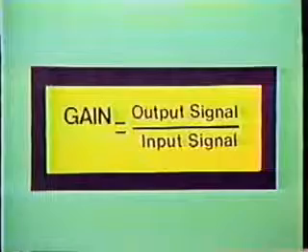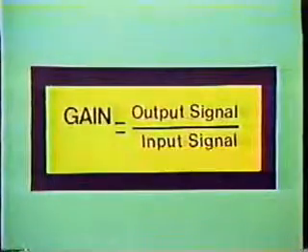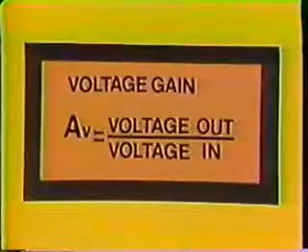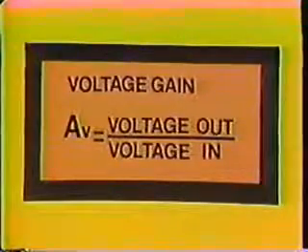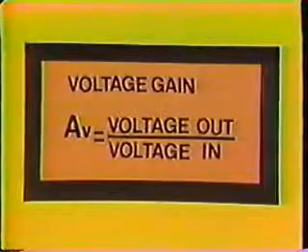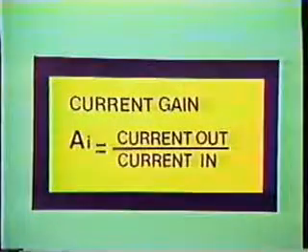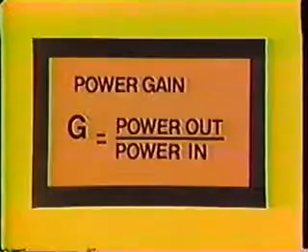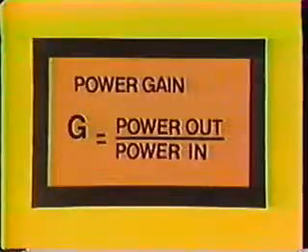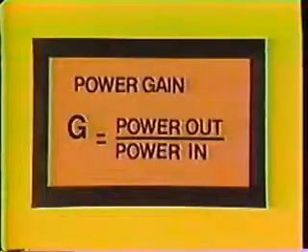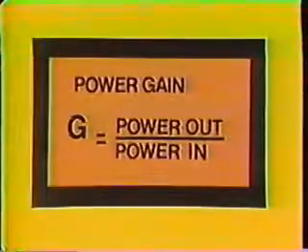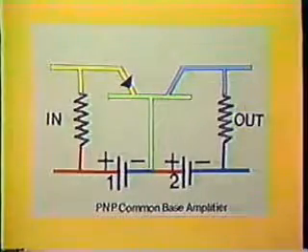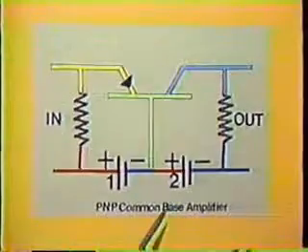Gain is the ratio of the output signal to input signal, or the output signal divided by the input signal. In an amplifier, we have three kinds of gain. Voltage gain, denoted by AV, current gain, denoted by AI, and power gain, denoted by G. Power gain is usually expressed in decibels, or dB.